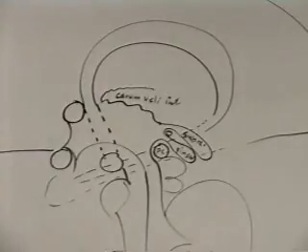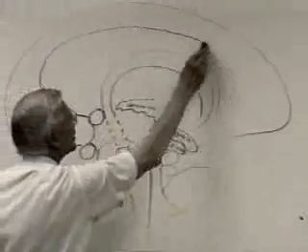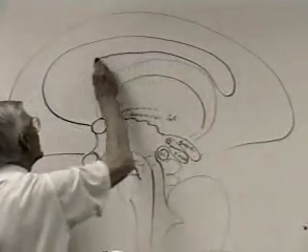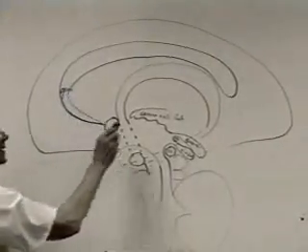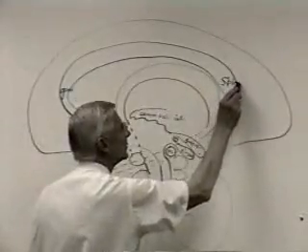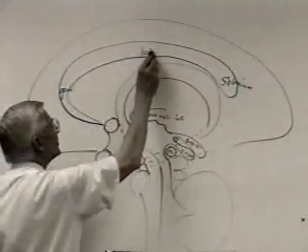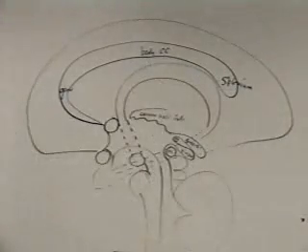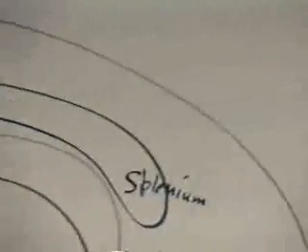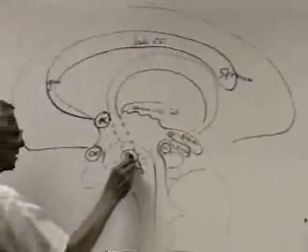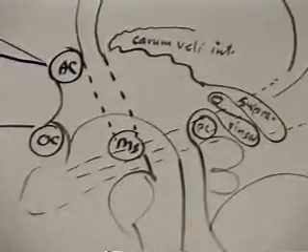The corpus callosum, coming to the anterior commissural region. Swinging around, this posterior portion, the splenium, like so. So here we have the genu, and here it's the splenium. And the body of the corpus callosum. So we have anterior commissure, optic chiasm, mammillary body, and fornix.